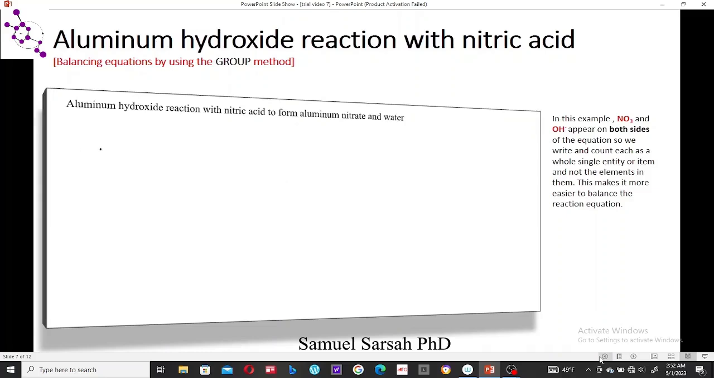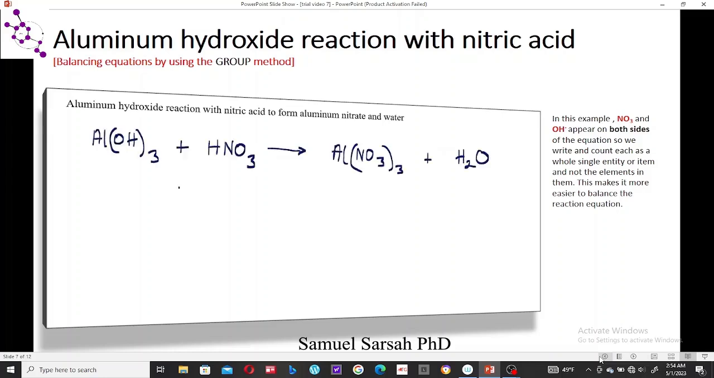Okay, so this is a reaction between aluminum hydroxide and nitric acid to form aluminum nitrate and water. So let's write the formulas. These are the formulas of the chemicals listed in the reaction: aluminum hydroxide, nitric acid, aluminum nitrate, and water. Now let's list the items and see if there's balance or not.